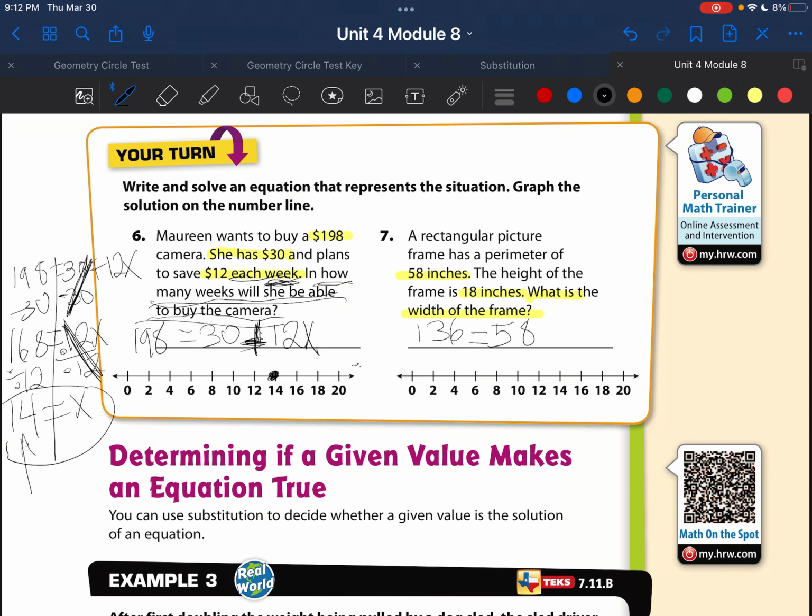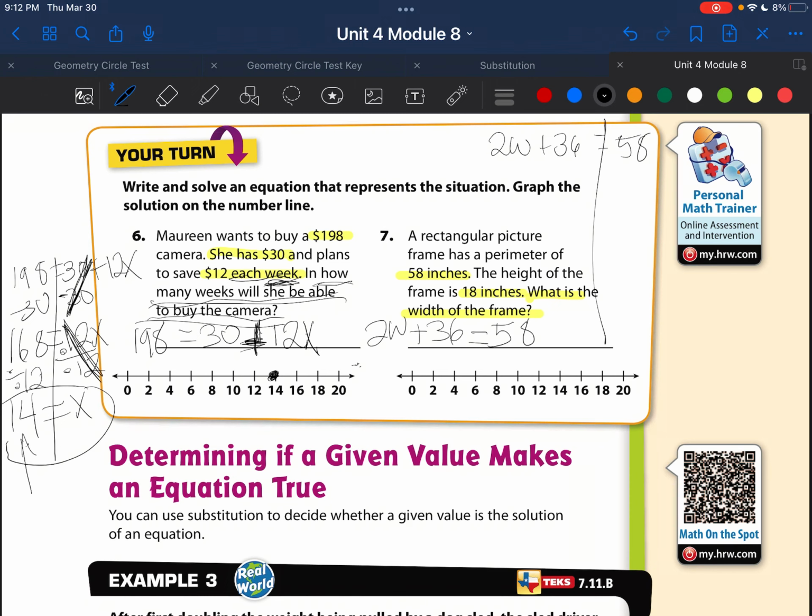All right. So then, I know I'm going to add my 2W. And again, that's because I have my 4 sides, I'm only doing those 2. All right? So I'm going to go over here, I'm going to rewrite my equation, and now I'm going to solve it.